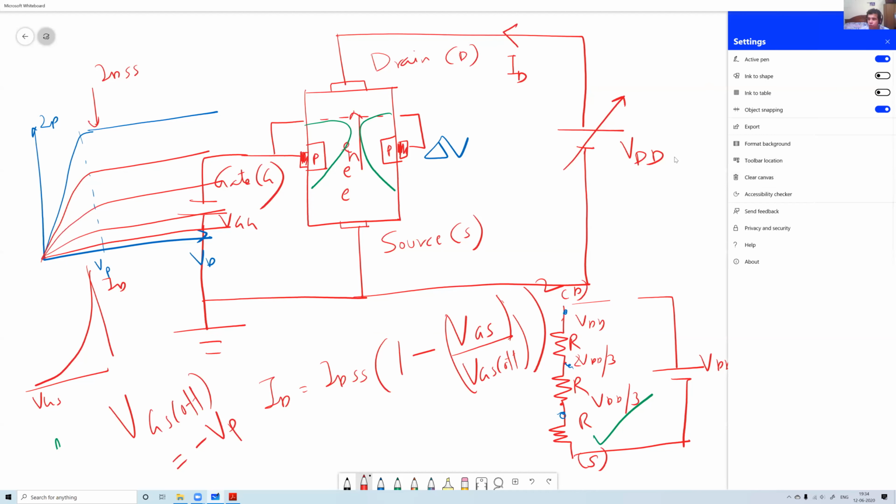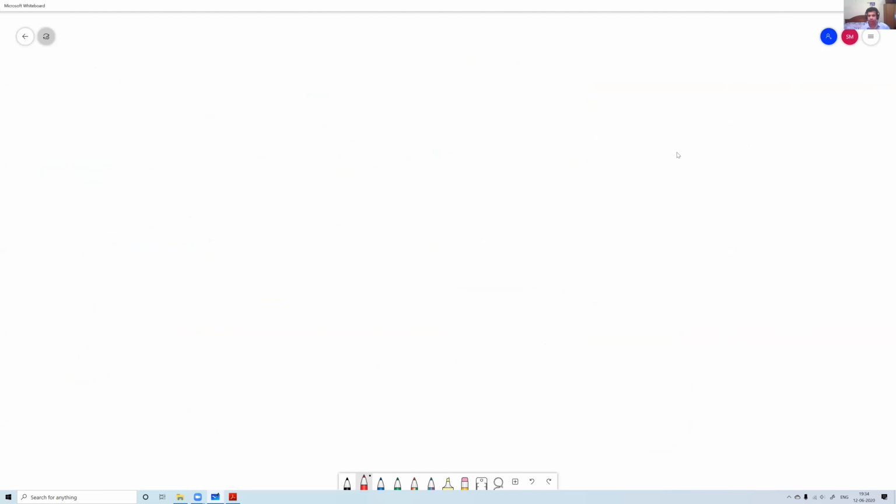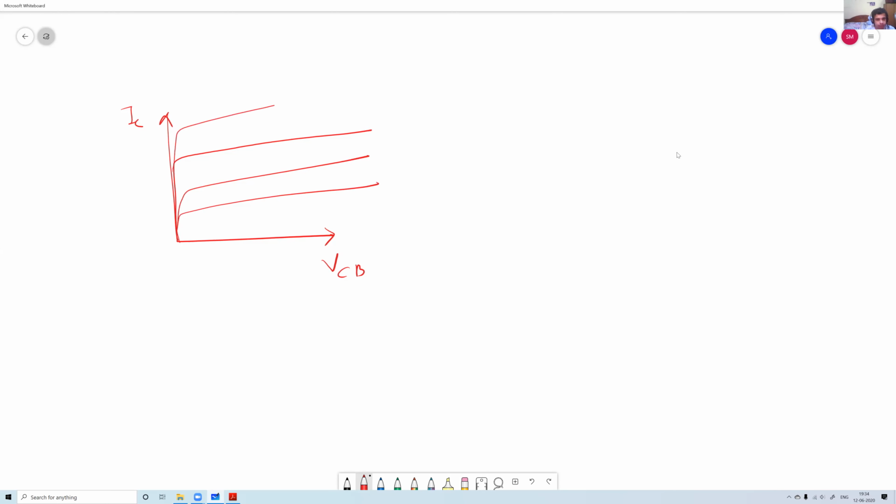Before we move to MOSFET, I have a question which I asked you yesterday. I gave you a homework, and the question was: this was the output characteristics of a common base BJT. This is like this. This is for defined values of IE: IE1, IE2, IE3, IE4. This is common base. Now I draw the same for common emitter.